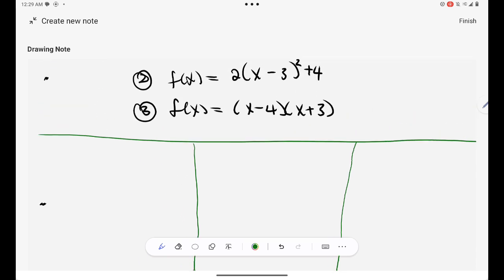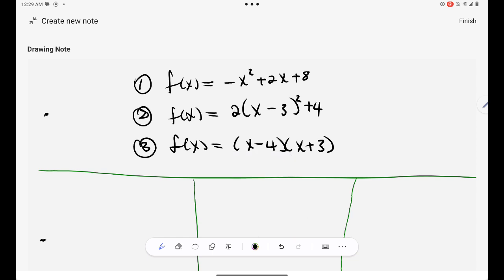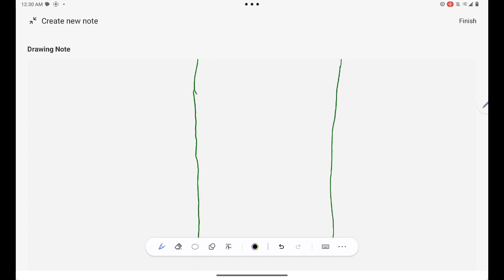Okay, the first one. I'll write them here. The first one, f of x is equal to negative x squared plus 2x plus 8. Let's just focus on the first one, guys, and then we'll do the others as well.